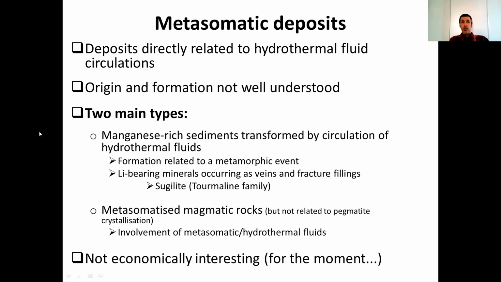We can distinguish two main types of metasomatic deposits: manganese-rich sediments transformed by circulation of hydrothermal fluids. The formation of this kind of deposit is related to a metamorphic event, and the lithium-bearing minerals occur as veins and fracture fillings, and the main type is sugilite. It's a tourmaline mineral.